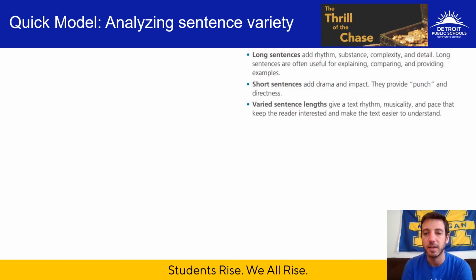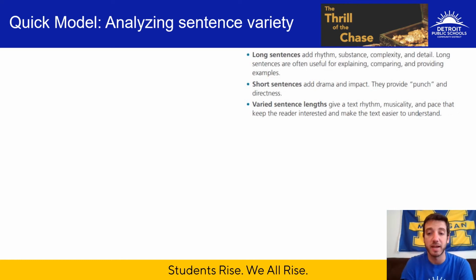And then varied sentence lengths give text a rhythm, musicality, and pace that keep the reader interested and make the text easier to understand. It's really just because reading a text of all long sentences or short sentences would be very boring. The shift back and forth between long and short sentences in a varied manner adds interest to the text, but it also makes the text easier to understand, because packing everything in one sentence all the time would just be a lot to process. But the constant flow back and forth between short and long sentences really does help the reader understand more.